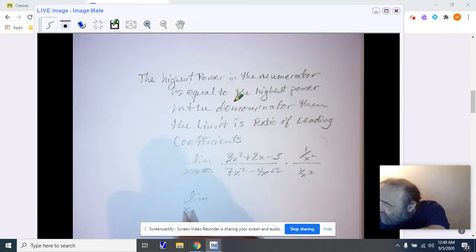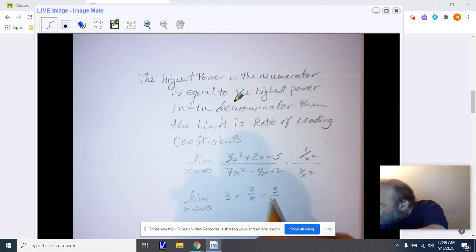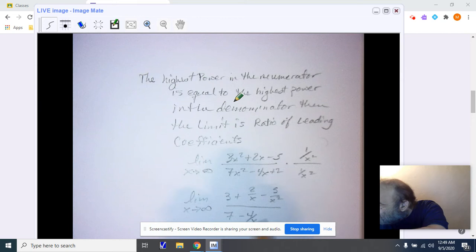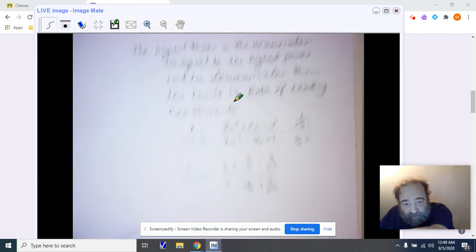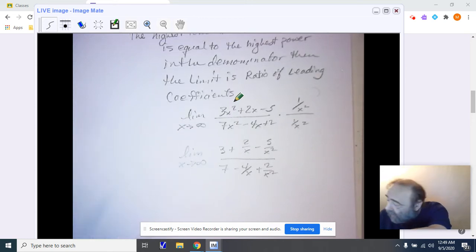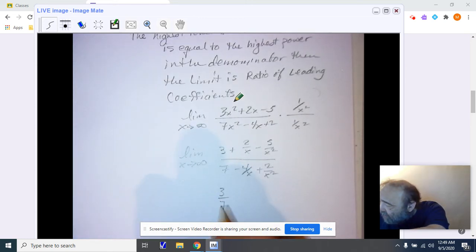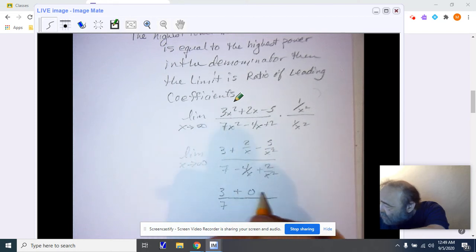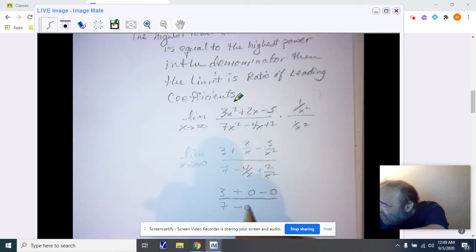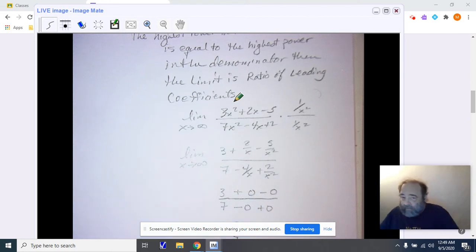The limit as x approaches infinity is equal to 3 plus 2 over x minus 5 over x squared divided by 7 minus 4 over x plus 2 over x squared. Notice how this simplifies. This will simplify into 3 over 7. The other pieces are simply a plus 0, minus 0, minus 0, plus 0. And our result is 3 over 7.